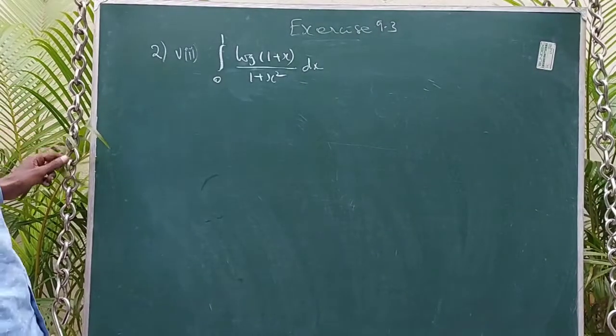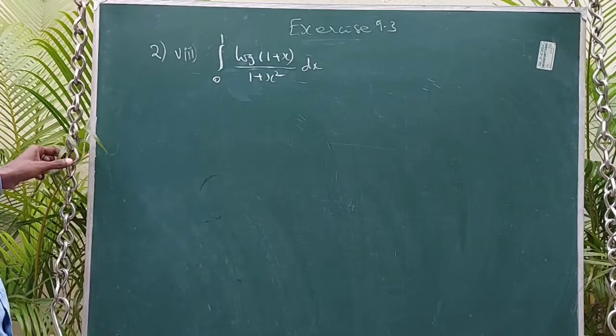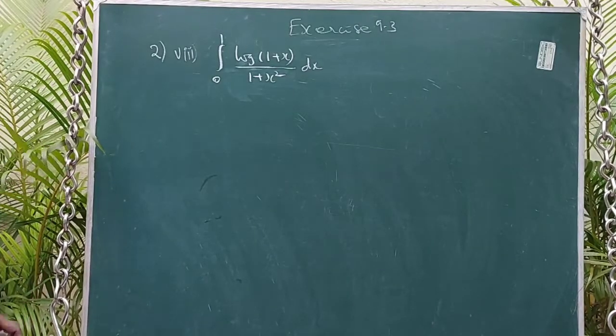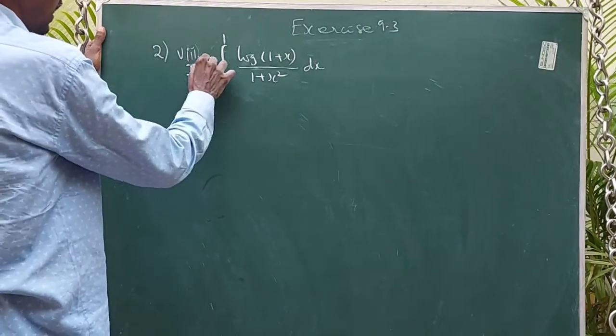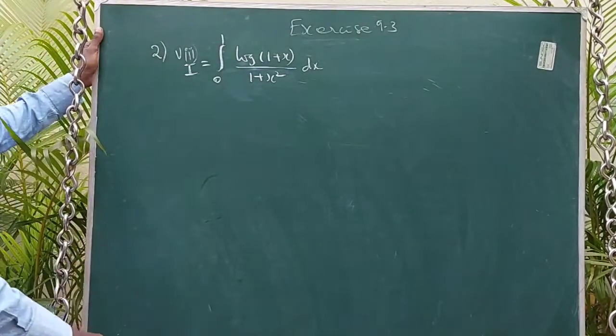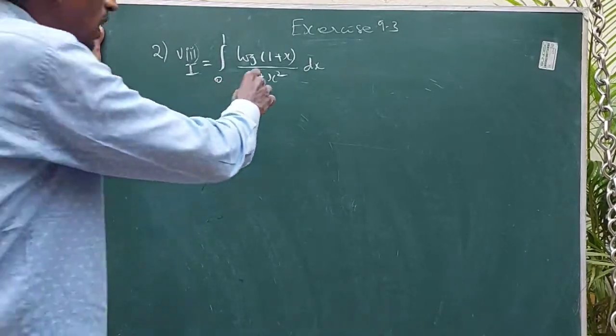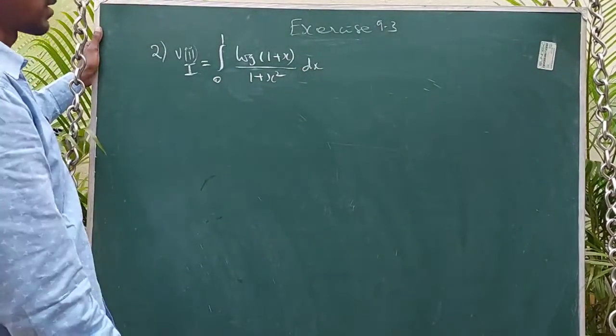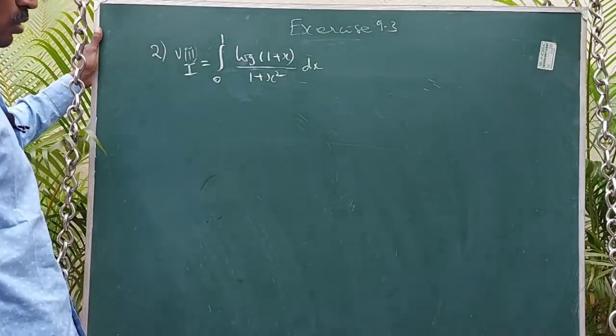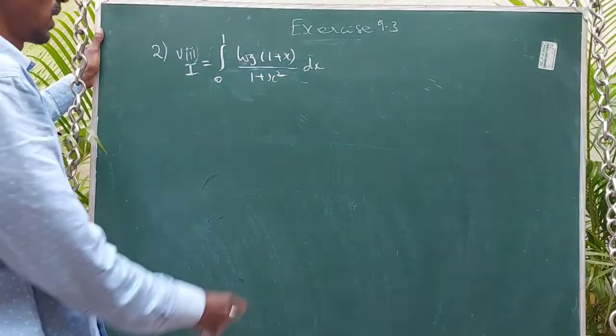Subdivision 8, question number 2, exercise 9.3: evaluate the integral from 0 to 1 of log of 1 plus x by 1 plus x square dx. Take the given integral as I. Again it is a complicated function, log of 1 plus x by 1 plus x square.